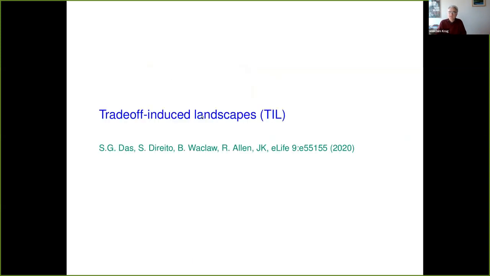And so this is the basis on which we developed this model. This is work that was published in eLife 2 years ago, and it is a collaboration with experimentalists in Edinburgh. We call this the trade-off induced landscape model.